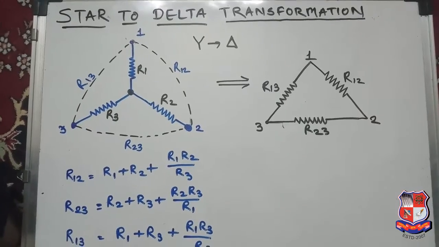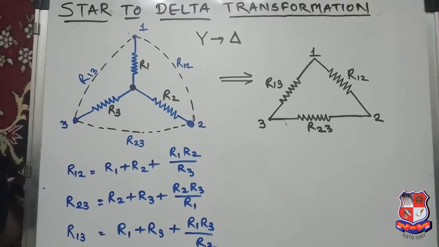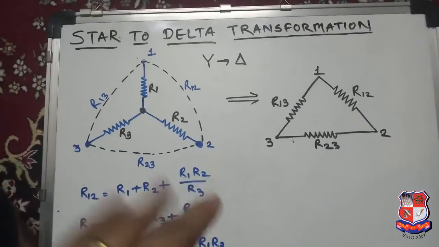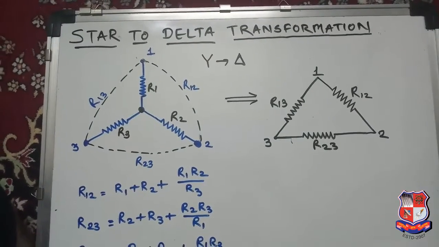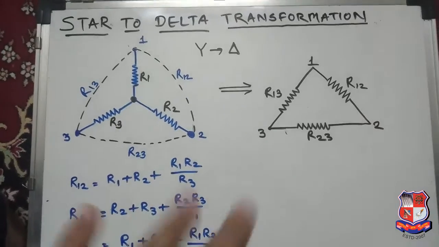Now, the star network, that is the Y network: how to convert the star network into its equivalent delta network. Sometimes it is necessary to convert the star into its equivalent delta network for simplifying the circuit, simplifying the calculation, or simplifying the network.